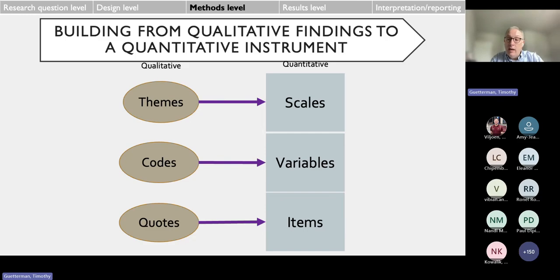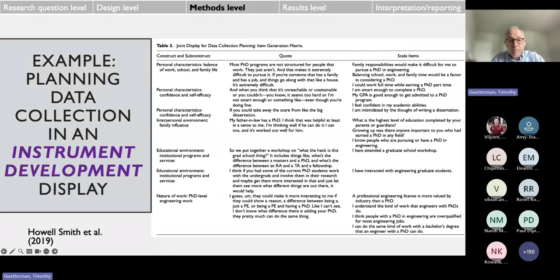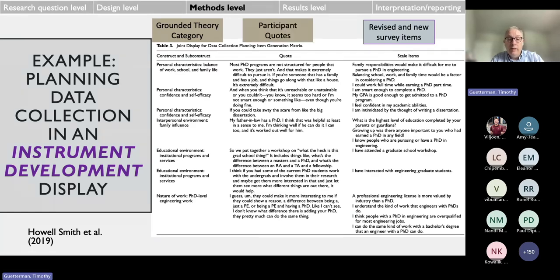And here is a very nice example of that. This is a study by Michelle Howell-Smith and colleagues. This was actually her dissertation. She was interested in examining, basically for individuals who were seeking a PhD in engineering, what explains their interest? How do people become interested in an engineering PhD?